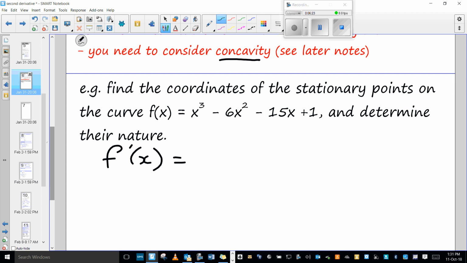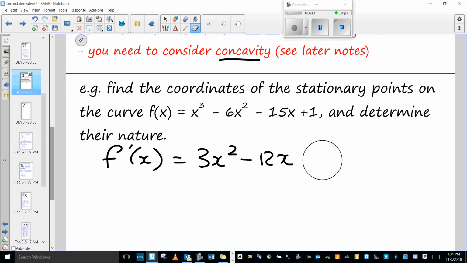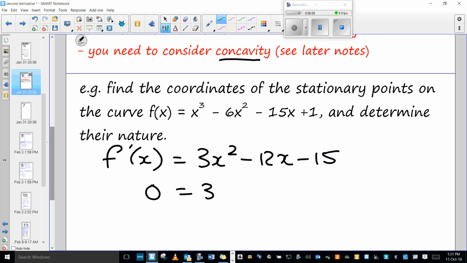Lovely. So that's my expression for my derivative. Why is that helping us find stationary points? What information do we know? That talks about the gradient. Good. And what do we know about the gradient of stationary points? It's 0. So to find the stationary points, we find the derivative and then put that equal to 0.